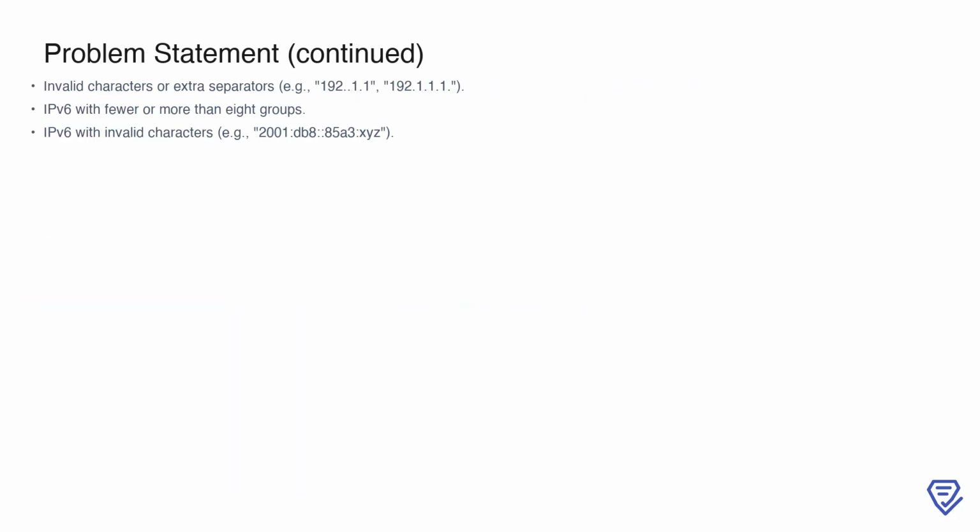Finally, there are additional edge cases and constraints to consider. For instance, an IPv4 address may have invalid formatting due to extra separators or missing groups, such as 192.1.1 or 192.1.1.1., which are both invalid. Similarly, an IPv6 address must have exactly 8 groups, so addresses with fewer or more groups, or those containing invalid characters like 2001:DB8:85A3:XYZ, are not valid. The string queryIP is guaranteed to consist only of printable ASCII characters, and its length will be between 1 and 200. By carefully checking these cases, we can ensure the function correctly identifies valid and invalid IP addresses.